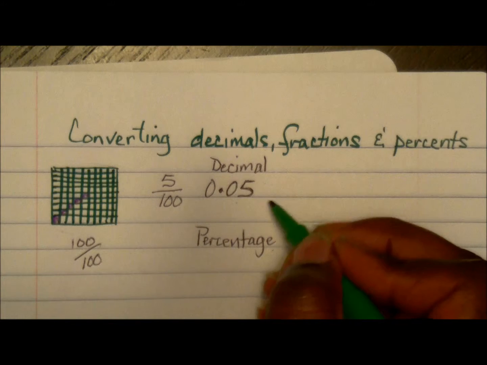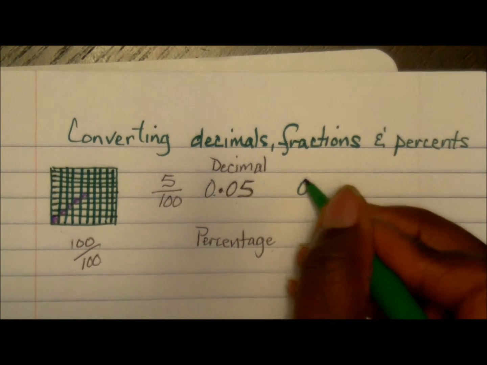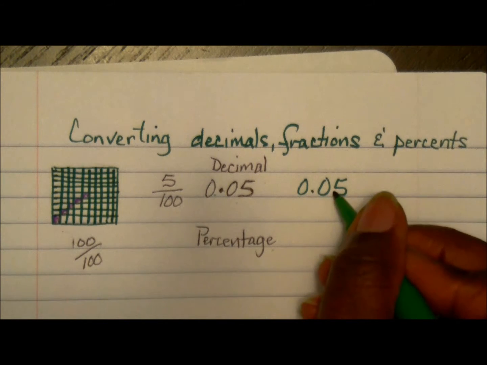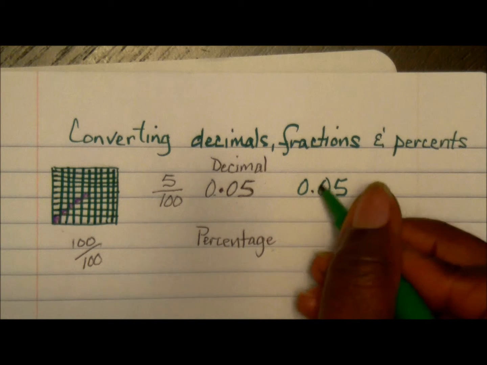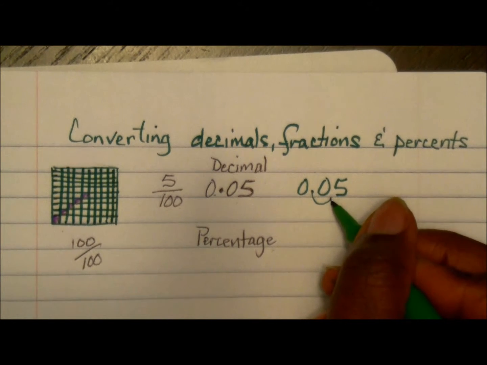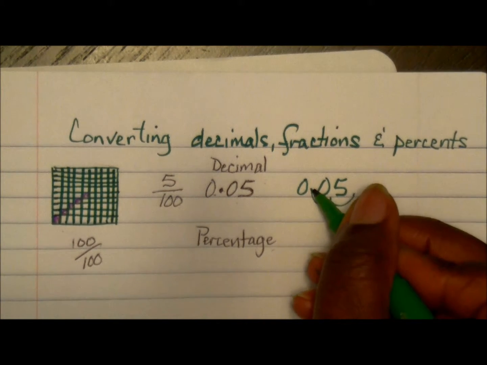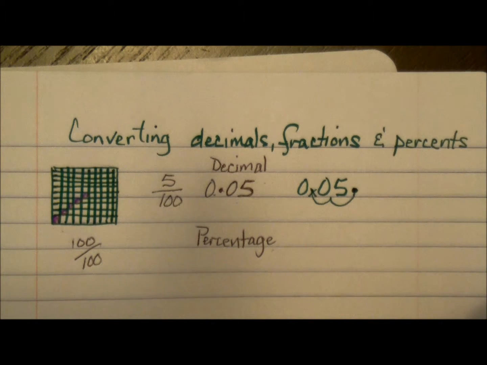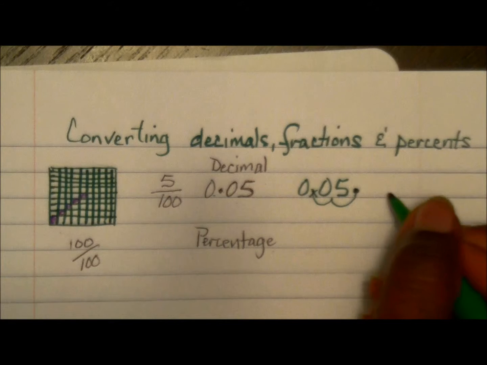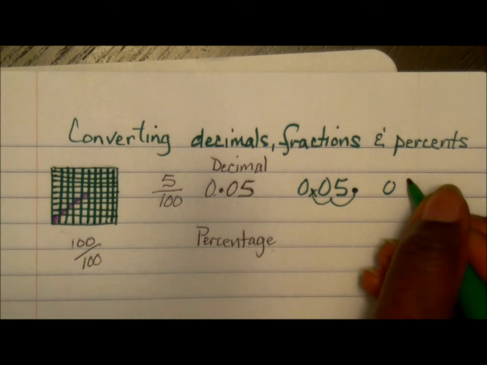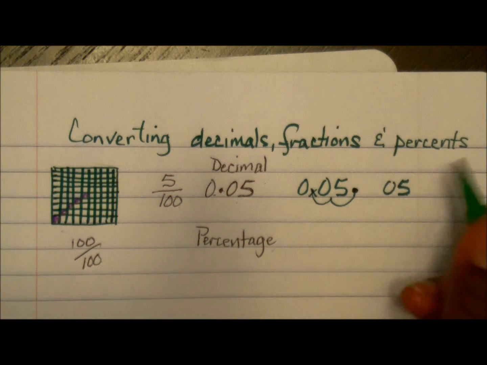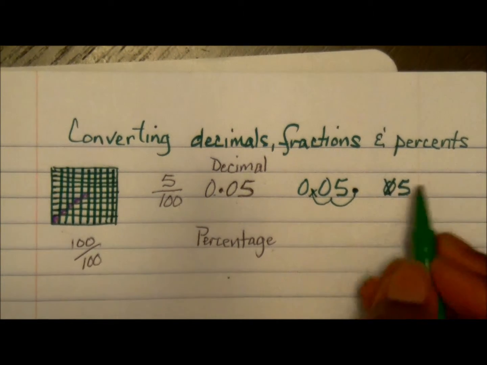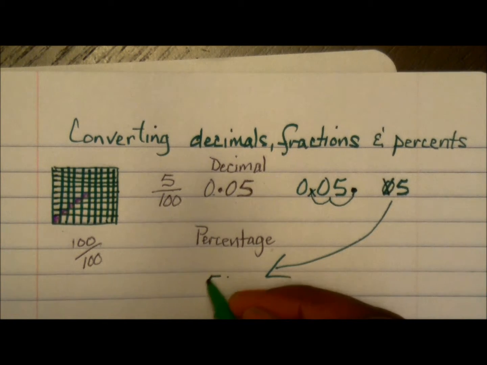I'm going to take this 5 hundredths, 0 and 5 hundredths, and I'm going to swoop my decimal point 2 places because I'm multiplying by 100. 1, 2. The decimal point that was here is now gone, and I replace it by putting it where my second swoop ended. Now my number looks like this: 0, 5. We don't really write numbers like that, so I'm going to cross off the 0, and my percentage is now 5%.